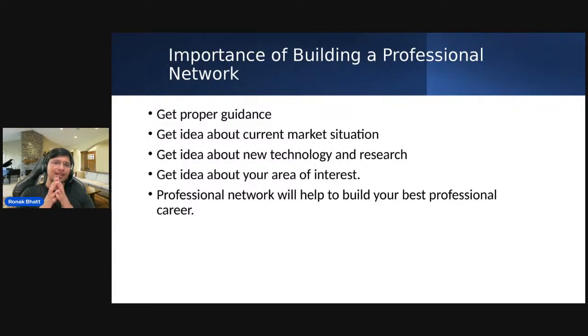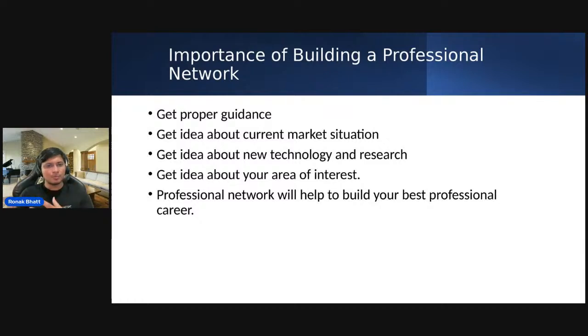So you will get proper guidance on where to start. You can reach out to me, or to other people who are already in that particular domain, and if you are not satisfied, find other people. So this is how we can say building a network.